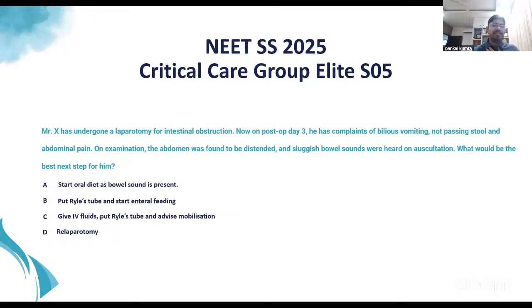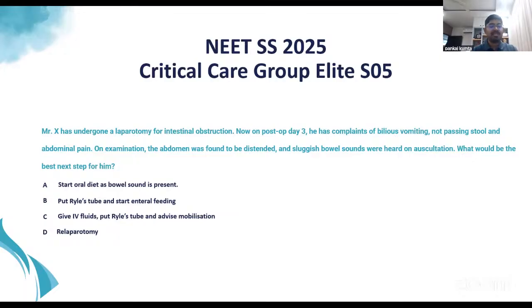So oral diet, as bowel sounds are absent, will not be the answer. Next, putting in a Ryle's tube and enteral feeding, again, not an option, because you have various vomitings and they haven't passed stools. So again, it may not be the answer. Laparotomy, no. There is no surgical indication here where a laparotomy is required, and it may not help and would just worsen the problem. So the answer is give IV fluids, give Ryle's tube, and advise mobilization.